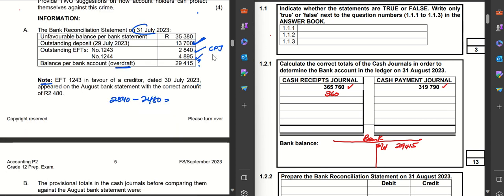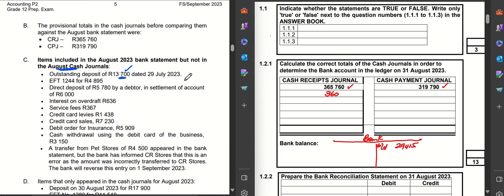So we simply do again the same. We simply tick it. Okay, so we tick it, we have touched it. Direct deposit of 5780 by a debtor in settlement of an account of 6,000. So we have received an amount, a direct deposit of 5780. Remember we did this previously.